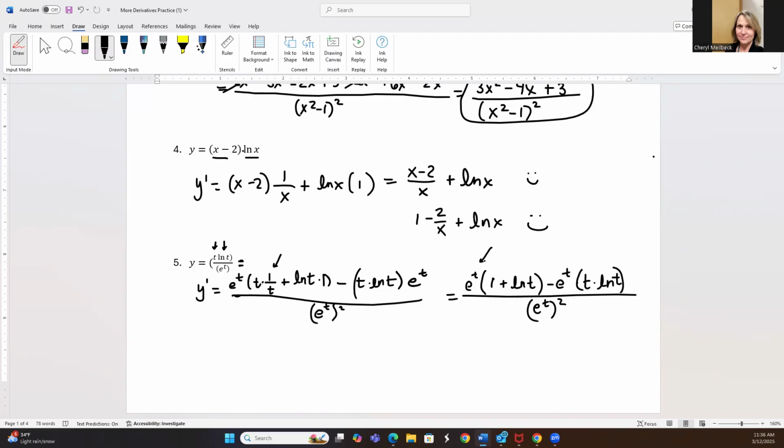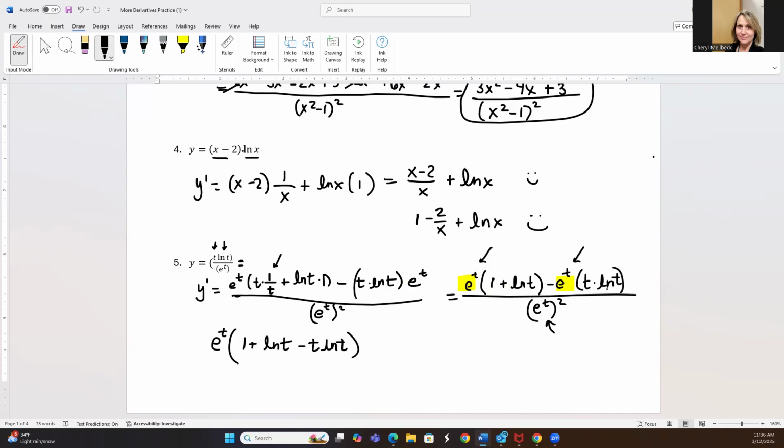Now I notice I have an e to the t in this first term, an e to the t in this second term, and I obviously have an e to the t down here. So fully simplifying this expression requires us to cancel some of those e to the t's. Having both of those e to the t's, I'm going to factor them out of that numerator. So my numerator is going to put that e to the t in front, and what's remaining is what we have inside the parentheses here. So 1 plus natural log of t minus t natural log of t.